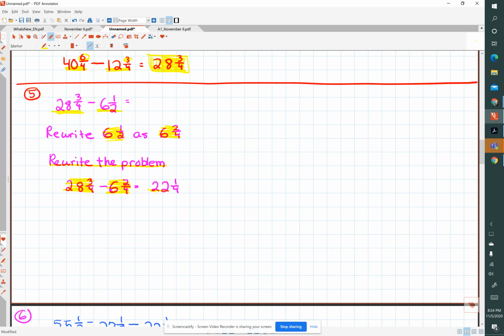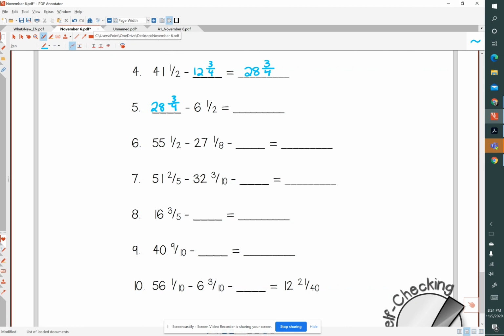28 minus 6 is 22. 3/4 minus 2/4 is 1/4. And that's fully simplified, a complete answer, 22 and 1/4. And we are halfway done our work today.